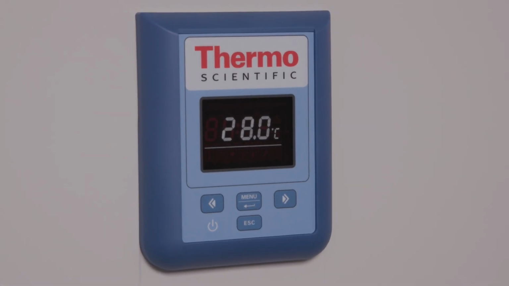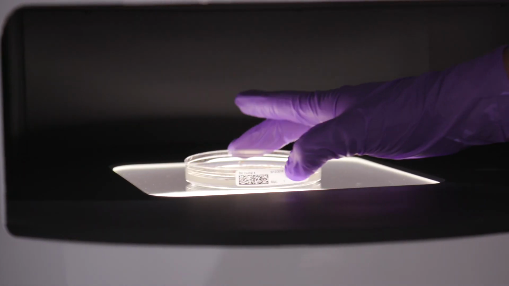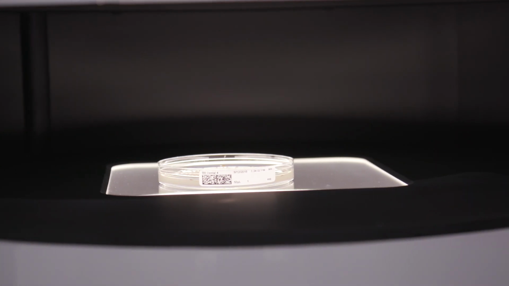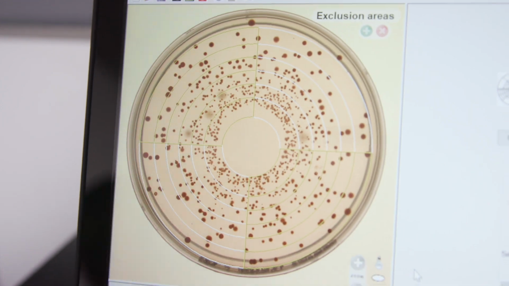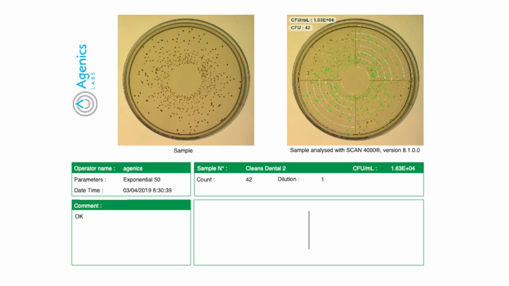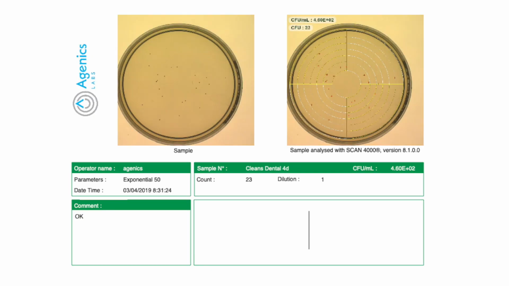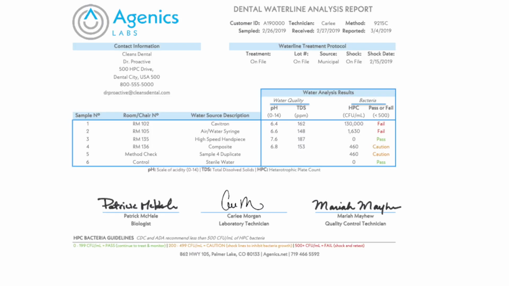Once the plates have incubated for 5 to 7 days at 28 degrees Celsius, we read them with our high-definition plate reader. When the barcode is scanned, the system will know how to read the Petri dish based on how the sample was plated. This plate reader produces a report with digital images that show colony growth on each plate. Customers will receive these images with a summary report.